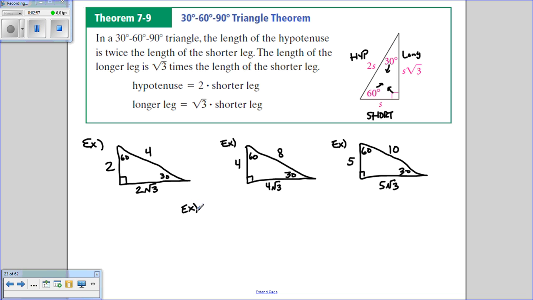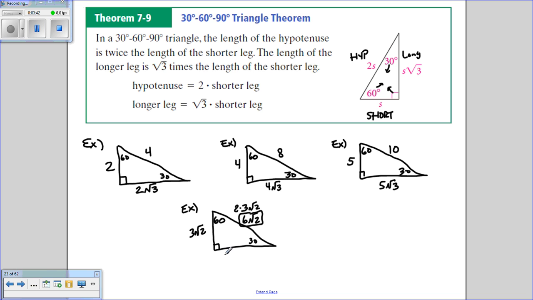It's not always that easy. So let's give you one that's a little bit more complicated. This time, I'm going to give you the short leg is 3 radical 2. This is the short leg, because it's across from the 30-degree angle. From here, I can get my hypotenuse by multiplying it by 2. So that's going to be 2 times 3 radical 2. 2 times 3 is 6 radical 2.